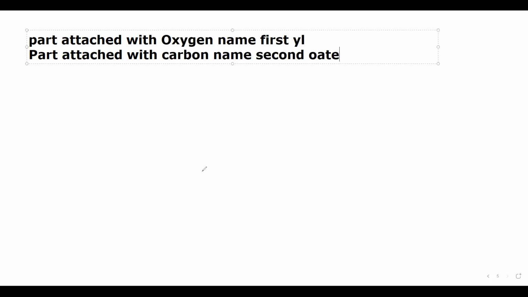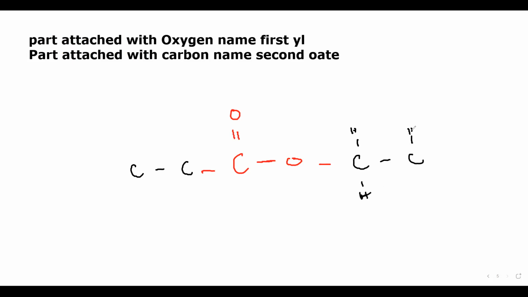So how do we name the esters if we have C double bonded with O and O? The part which has 2 carbon atoms here and a total of 3 carbon atoms on the other side. And we put 2 hydrogen, then 3 hydrogen, then 2 hydrogen and 3 hydrogen. Now the part which is attached with oxygen we name first, and that should have YL.